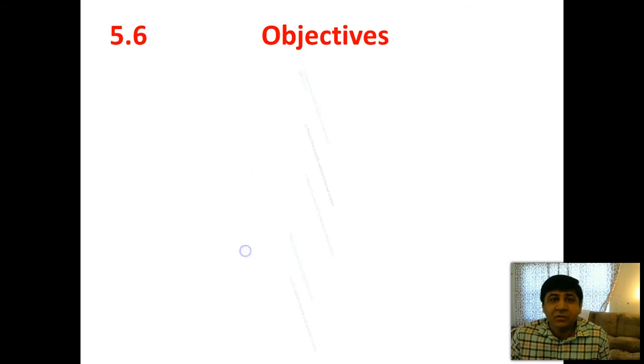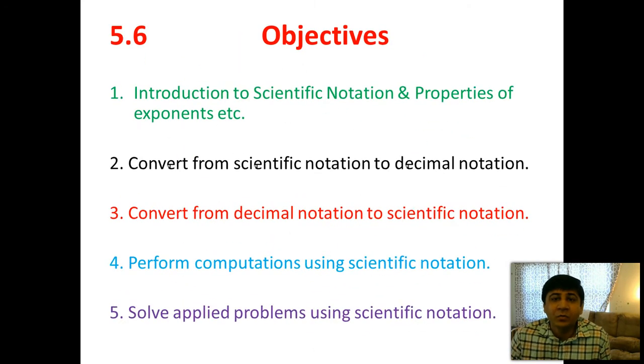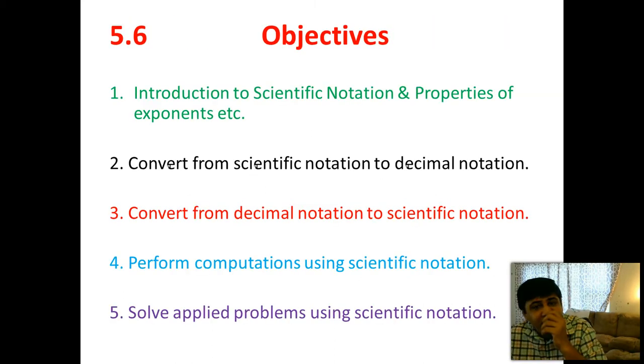In this section, we will talk about how to represent big numbers using scientific notation, and we'll talk about exponents and properties of exponents. We will learn how to write big numbers in scientific notation, how to go from decimal notation to scientific notation, and from scientific notation to decimal notation. We will look at a few examples on how to perform computation using scientific notation, and then we'll look at a couple of examples where scientific notation is helpful while doing arithmetic.